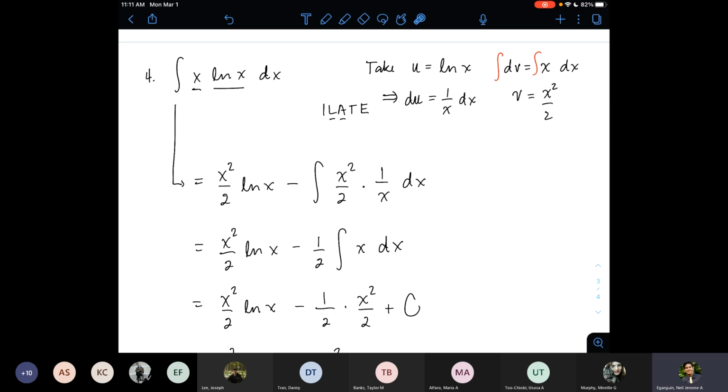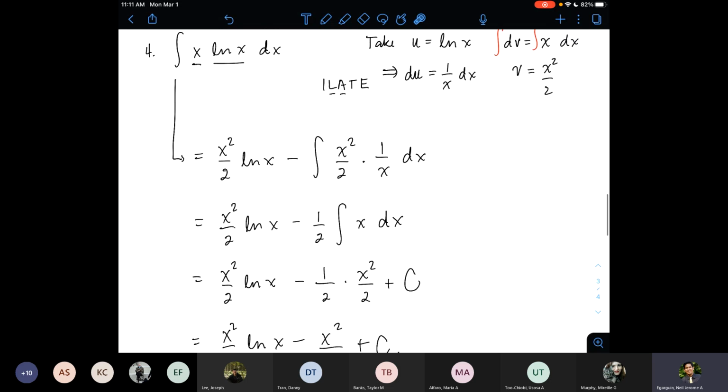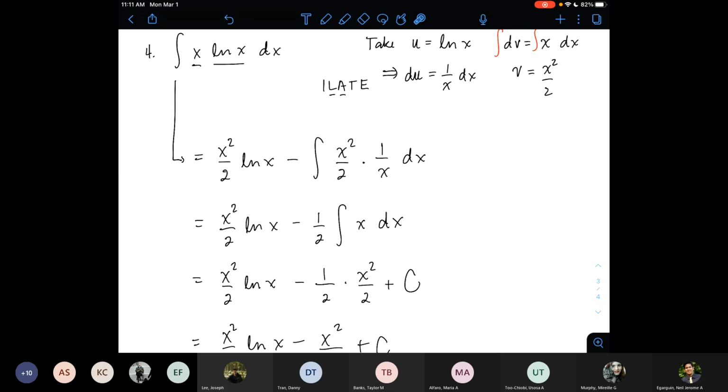Okay, so any questions with this? Our first example? None? I guess the acronym ISOLATE really helps a lot in determining what would be the choice for u and dv. So have you guys had a chance to look at the worksheet? Anything that caught your interest?